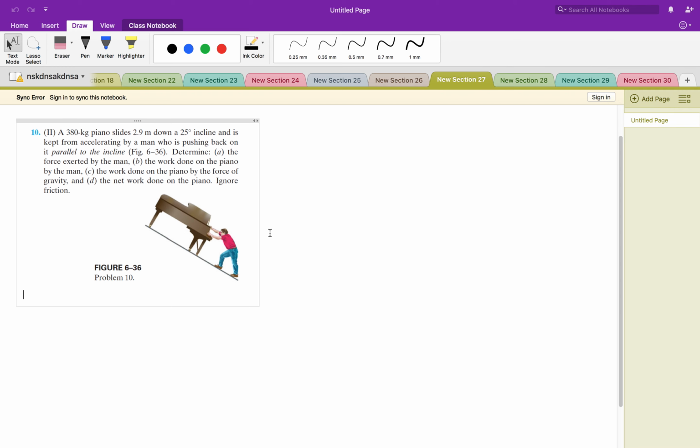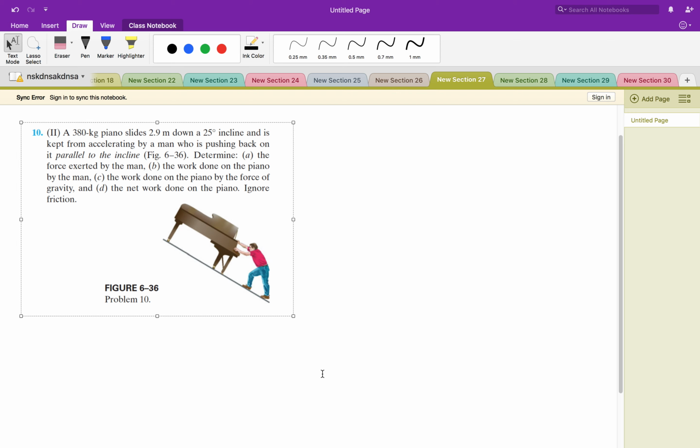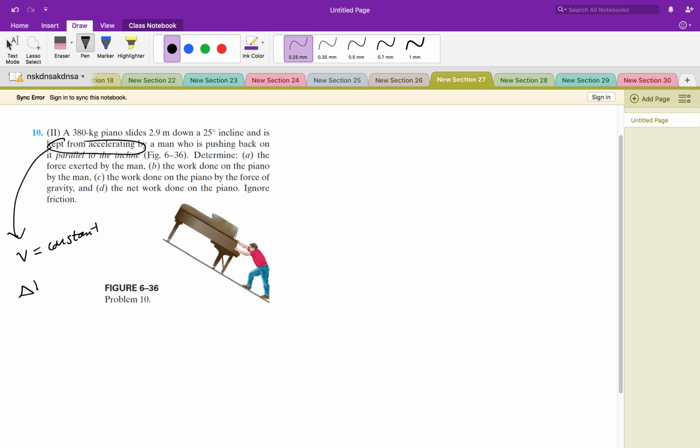Let's move on to this one, a little more complex. So here we have this piano, and it's sliding down this incline. They give us the pictures here, and they say it's kept from accelerating. So again, it's moving at a constant velocity. So basically, what this tells us is that v is a constant, and that also tells us that delta KE is 0 joules, by the definition of kinetic energy.